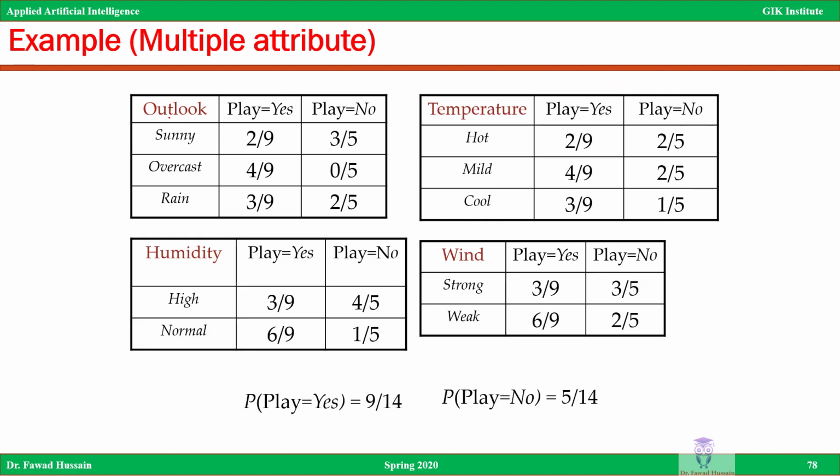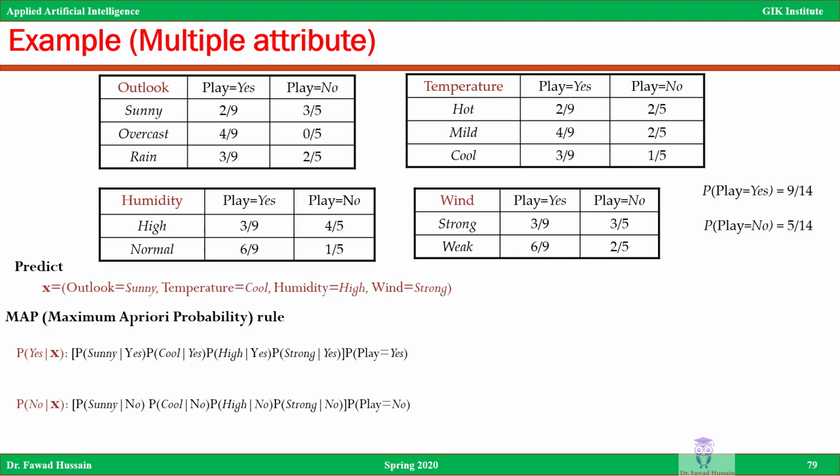So these are the tables for outlook, humidity, temperature and wind, and this is the probability of whether it's a yes, 9 by 14, or a no, 5 by 14, irrespective of the values observed for the four attributes. Using this data, we can now predict for new data. Let's assume that the new data is this X. We are given outlook equal to sunny, temperature equal to cool, humidity equal to high and wind equal to strong, and we are asked whether we are going to play tennis or not.